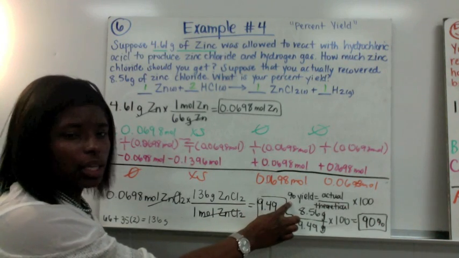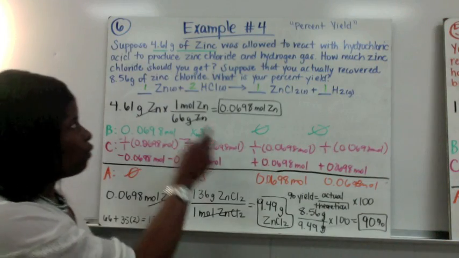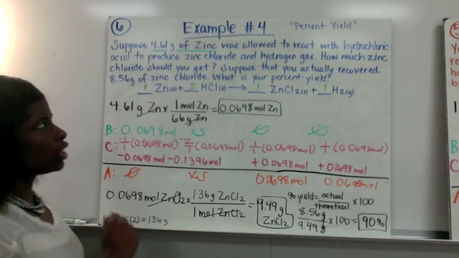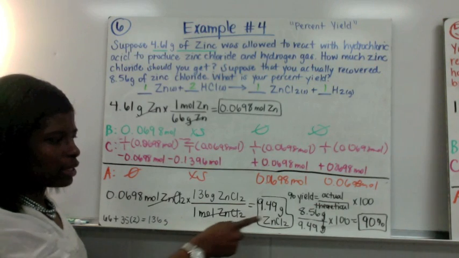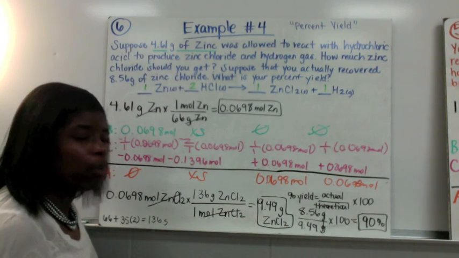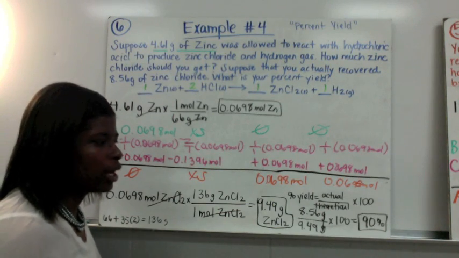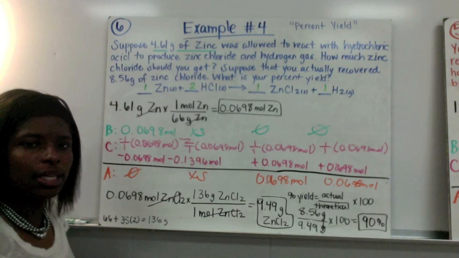Percent yield equation is actual divided by theoretical multiplied by 100. So remember it said, suppose you actually recovered 8.56 grams. But according to this, our theoretical is 9.49 grams. So 8.56 divided by 9.49 multiplied by 100. You get 90%. So your percent yield for this problem is 90%.